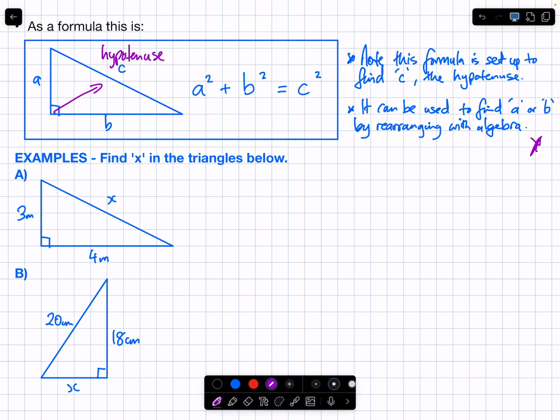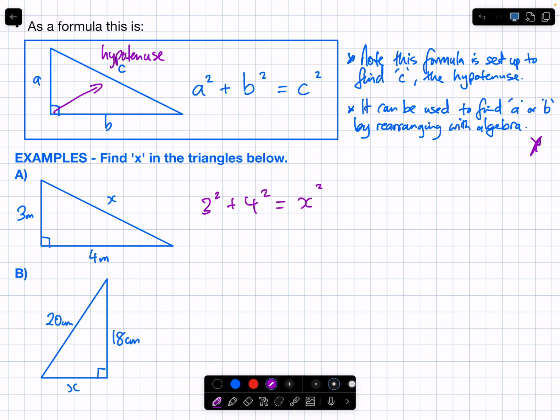All right, let's have a go at example A. What is the x labelled on example A? Is that the hypotenuse or is that one of the shorter sides? Hypotenuse. So your equation is set up for that. It doesn't matter what order you do A and B in. It's just the shorter sides. What are the shorter sides in example A? 3 and 4. So 3 squared plus 4 squared is equal to x squared, unknown.